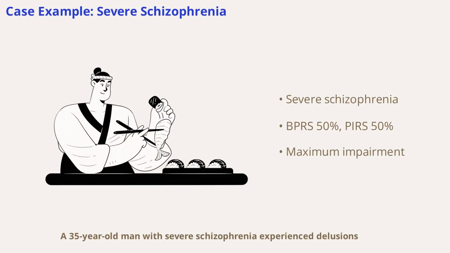35-year-old man with severe schizophrenia experienced delusions, hallucinations, and significant functional decline. He was unable to live independently or maintain employment. His BPRS and PIRS scores were both 50%, resulting in a maximum impairment rating. This case underscores the profound impact severe mental illness can have on every aspect of life.